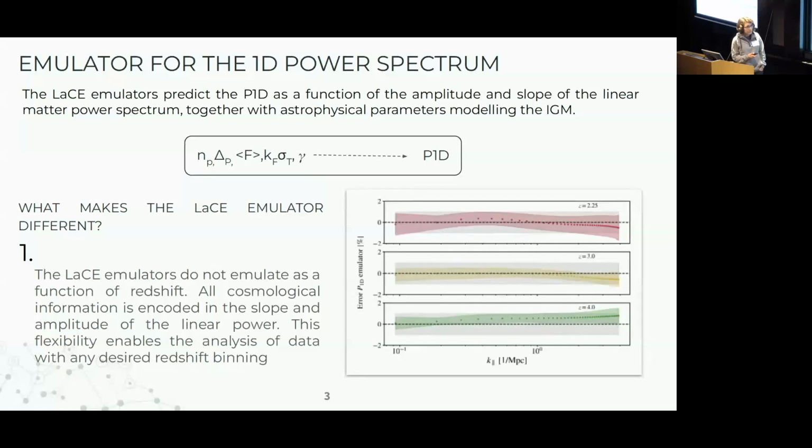For instance, in the plot that I'm showing here, for redshift 3, what we did is to take all our training simulations, drop snapshots at redshift 3, and then predict the P1D at redshift 3. And we can see that the emulator still reaches a sub-percent accuracy, even if it has never seen snapshots at redshift 3.